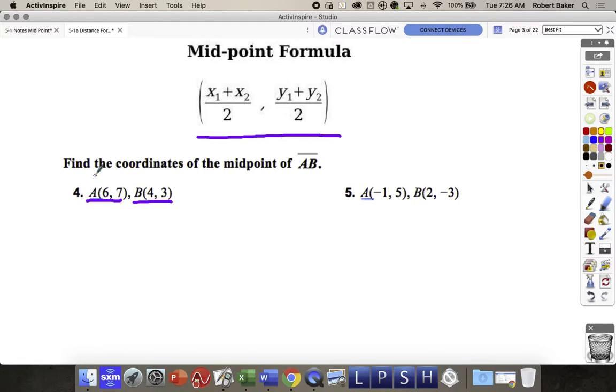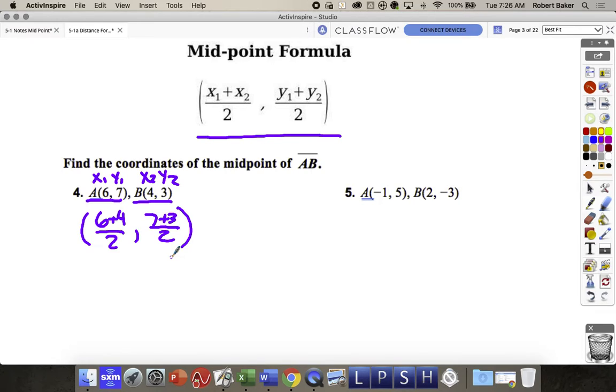I'm going to call A my x1 and y1. I'm going to call B my x2 and y2. So we're calculating the midpoint between A and B, a point that is exactly between them. We should get a coordinate location. 6 plus 4 divided by 2, comma 7 plus 3 divided by 2. So that is the answer. It's not written in a simplified version.